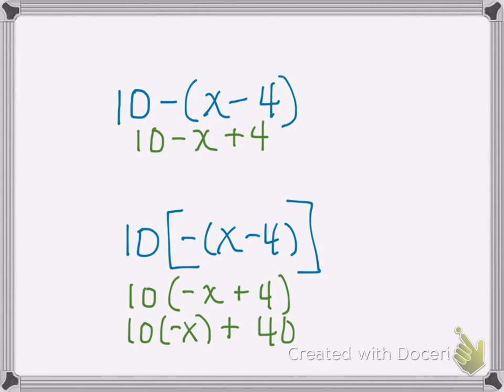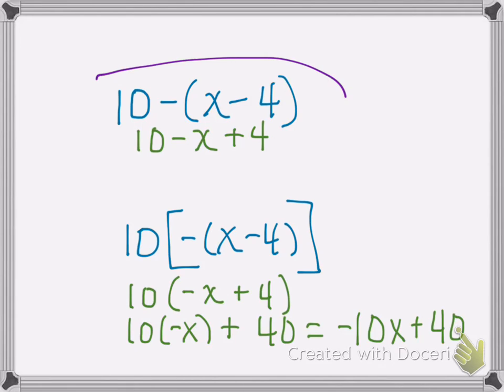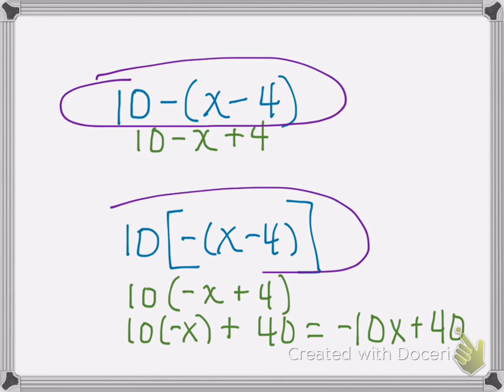And so this would be, and I'll simplify it further, -10x plus 40. Okay, so I just wanted to point out the differences between that and that. All right, thanks.